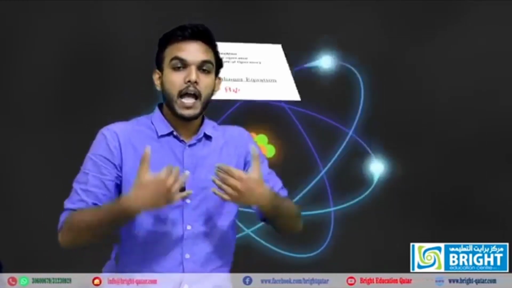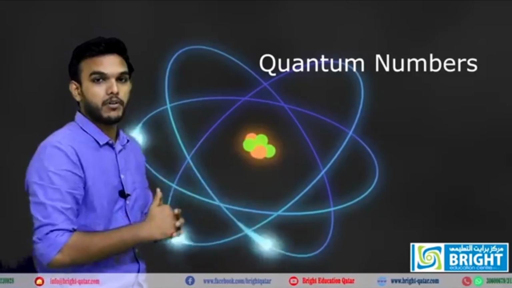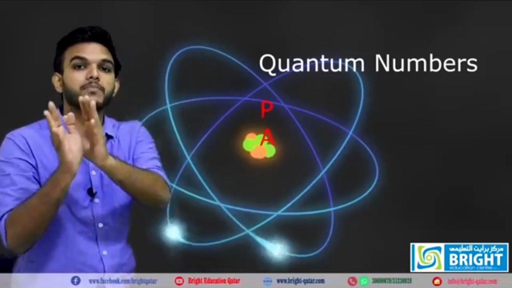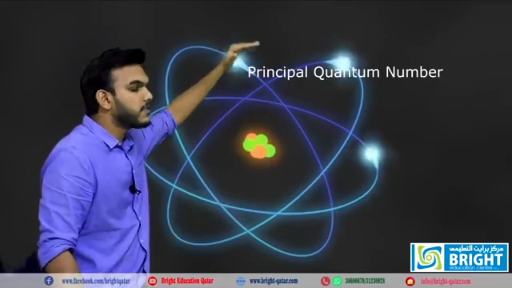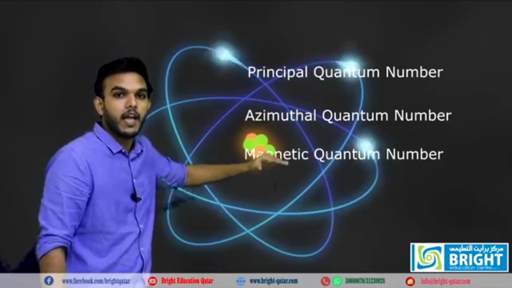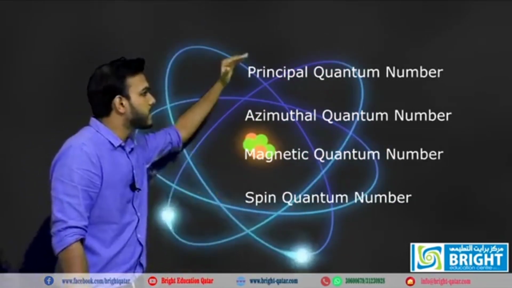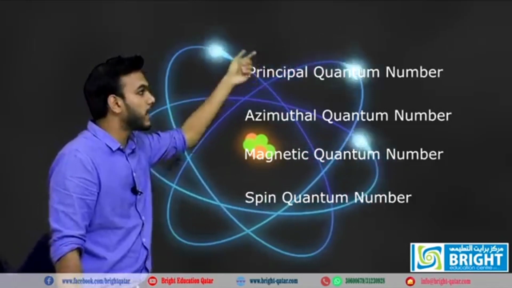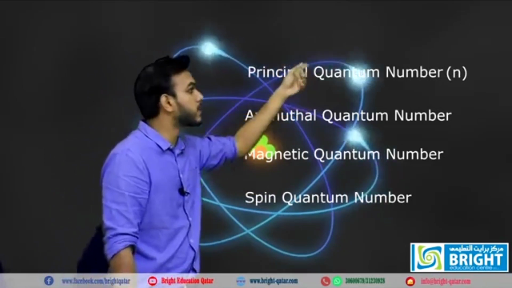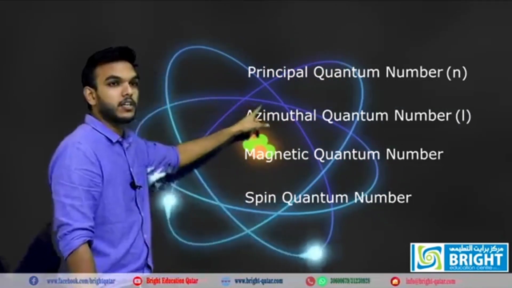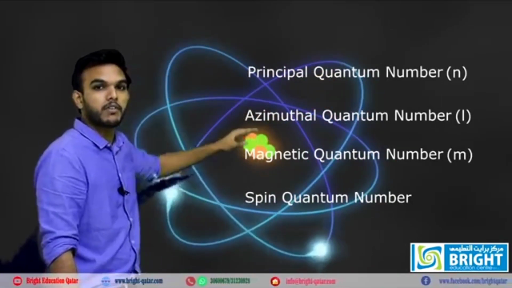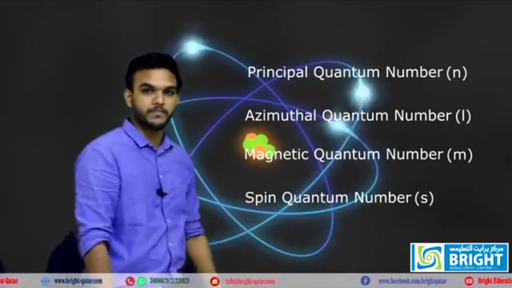Based on this, I am going to discuss the quantum numbers. The quantum numbers we can classify as four: principal quantum number, azimuthal quantum number, magnetic quantum number and spin quantum number. The principal quantum number is represented by the letter small n, the azimuthal quantum number by the letter small l, the magnetic quantum number by the letter small m, and the spin quantum number by the letter small s.